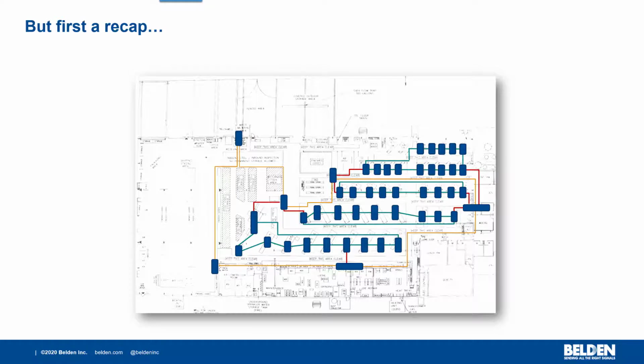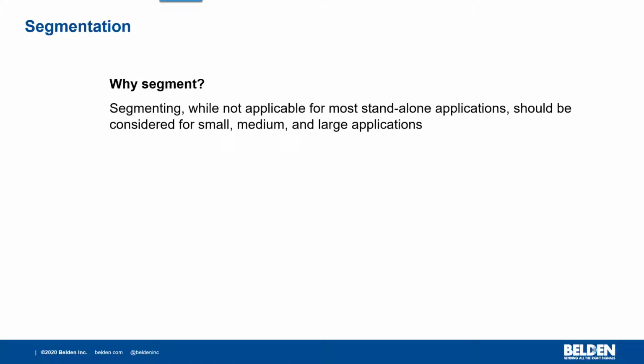And this brings us to today's presentation. So why segment? Why complicate a perfectly good, wide-open network where all devices can communicate amongst themselves? And what is this all about? Should I even consider this?